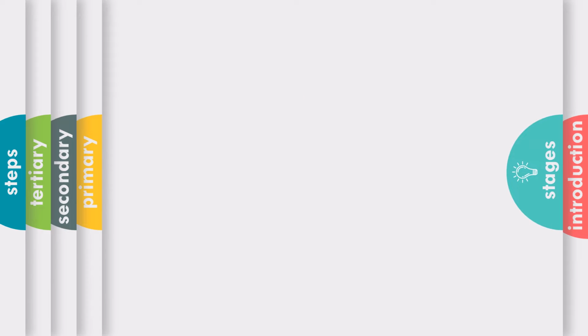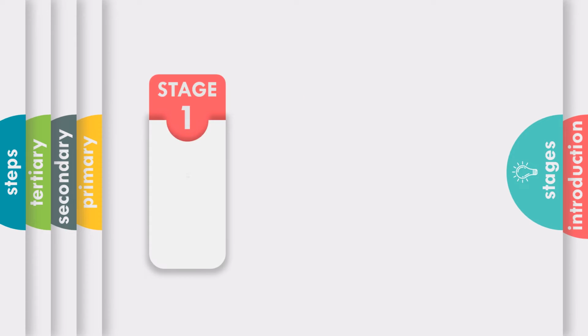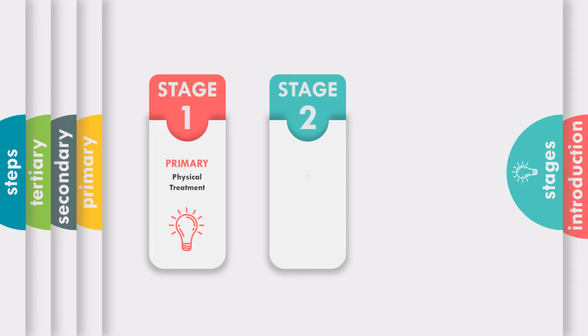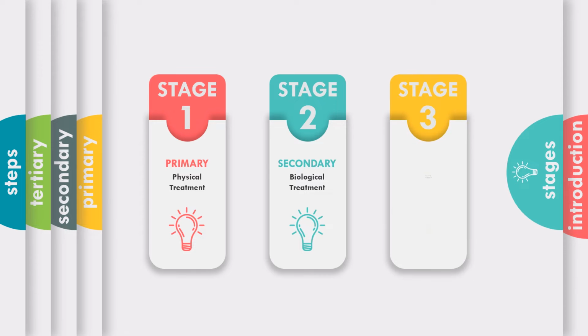Moving forward to the stages of wastewater treatment plant. Stage 1, primary treatment, which means physical treatment. Stage 2, secondary treatment, which includes biological treatment. And the third one, stage 3, which is tertiary treatment, includes chemical treatment.